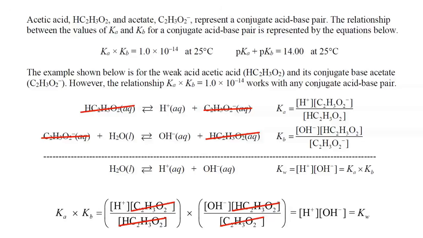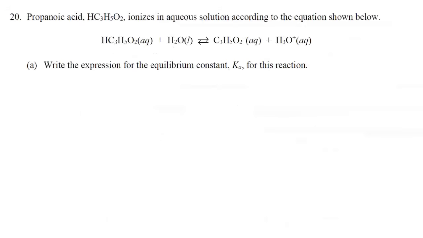Now, let's take a look at question 20. Question 20 says the following. Propanoic acid, HC3H5O2, ionizes in aqueous solution according to the equation shown below. Part A. Write the expression for the equilibrium constant Ka for this reaction.